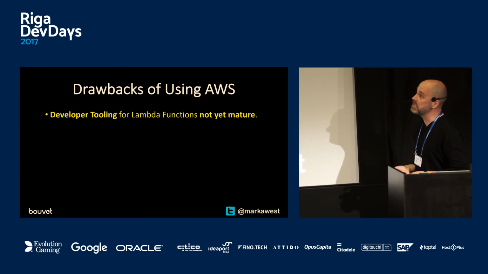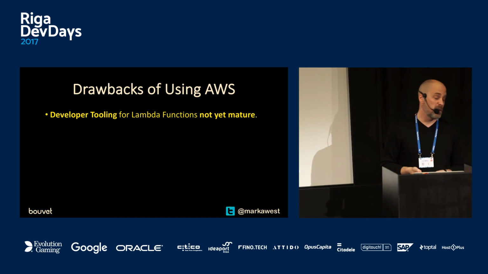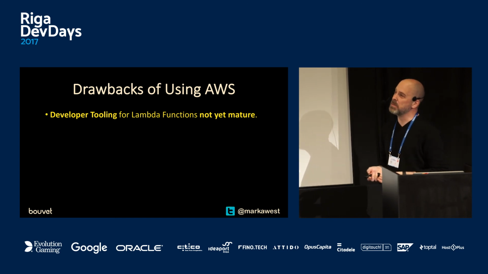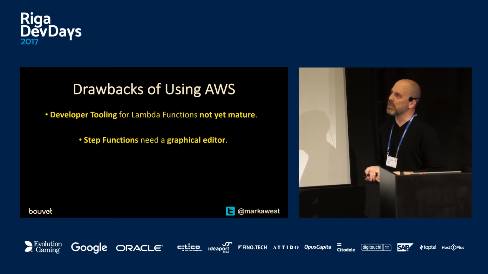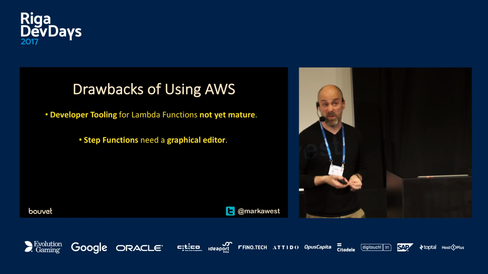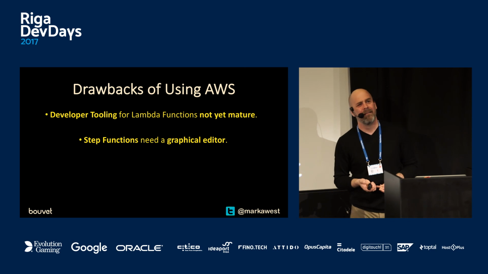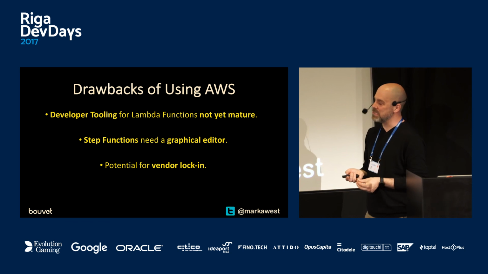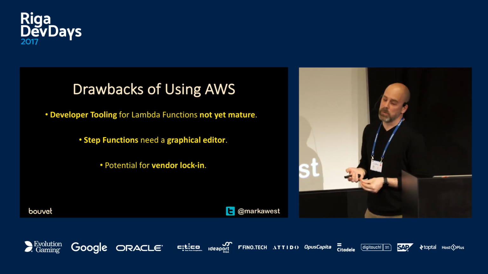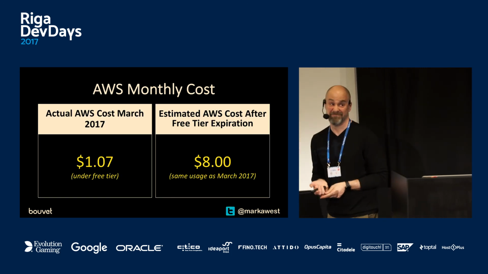On the downside of AWS, I would say the developer tooling is a bit lacking. That's just my personal feeling, especially in the JavaScript world. I've heard that it's a bit better with Java, but I think the developer tooling isn't mature yet. Step functions, you define them using JSON files, and that's a pain. I'm sorry, but editing JSON files manually, please. Maybe I'm just lazy, but I feel that a graphical editor would help out. Of course, when using any kind of infrastructure as a service solution, you're risking lock-in.